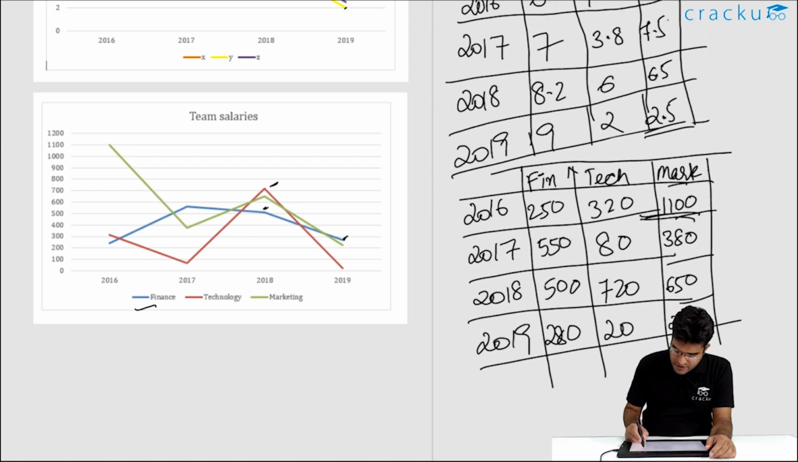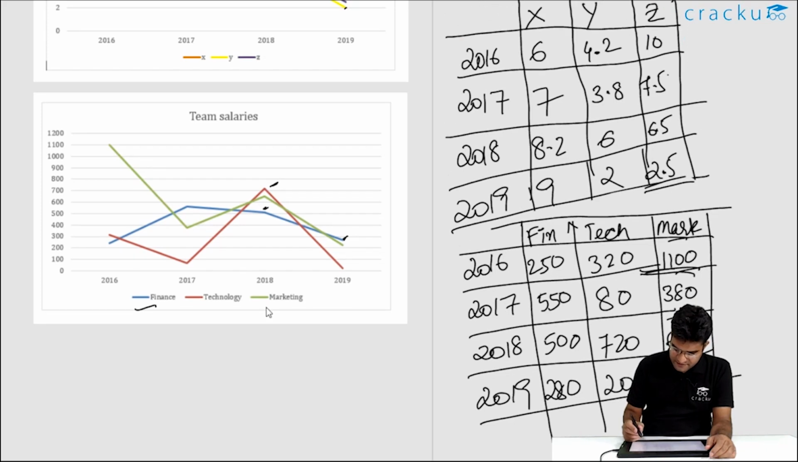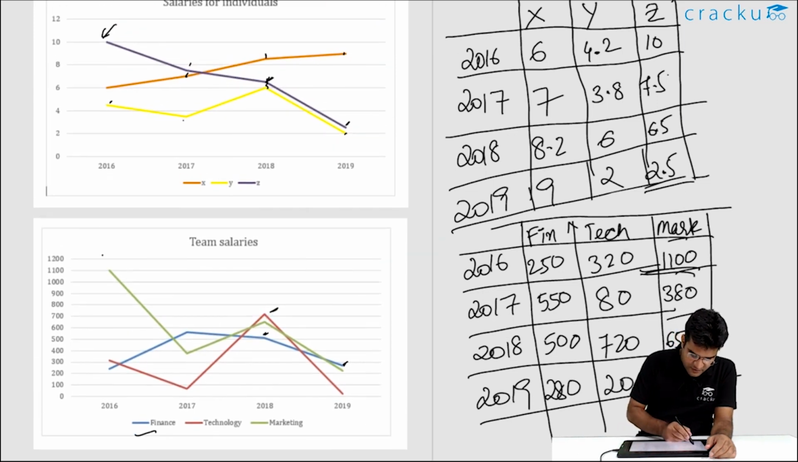So these are the two tables that we have. Now based on these two tables we will have to figure out which of them is x, which of them is y, and which of them is z. One of the key things that we will have to look at is the outlier. Over here the outlier is the salary of marketing in 2016. It is extremely high, so that is this 1100.